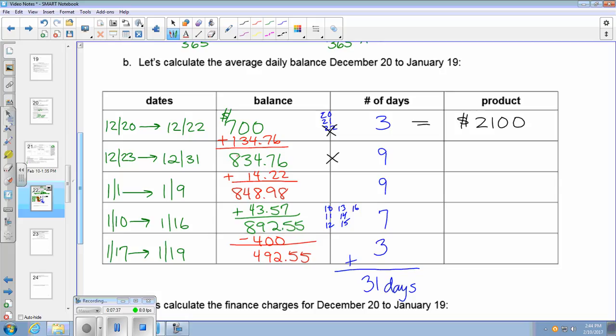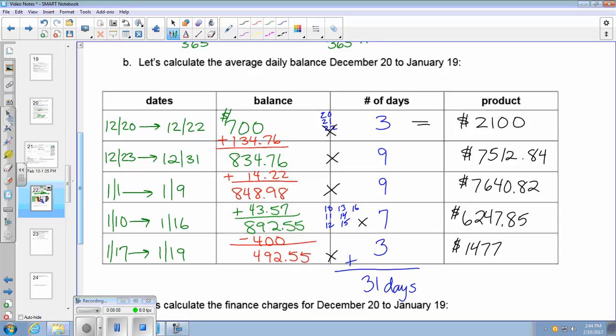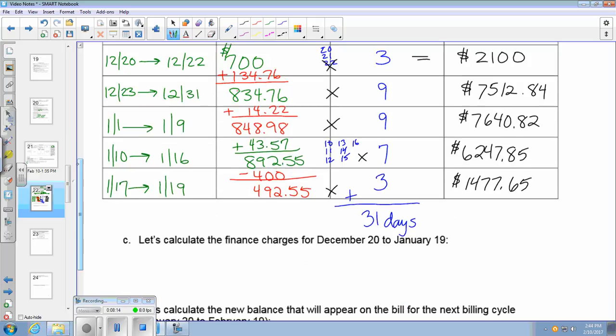So we're going to multiply that next balance by 9 days, and it gives us a total of $7,512.84. Continuing on, do the next one times 9 days. Next one times 7. That's $6,247.85. And then the last one, we're taking this balance, and it's for 3 days. So over those 3 days, we have a total $1,477.65.